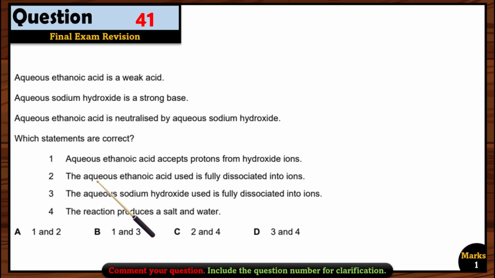Let's see option 2. Aqueous ethanoic acid usually fully dissociates into ions. Again wrong, because ethanoic acid is weak, so it will partially dissociate. Aqueous sodium hydroxide is fully dissociated into ions. Yes, right. The reaction produces salt and water, of course, because it is neutralization. So we are left with options 3 and 4 that are right. So option D is correct here.